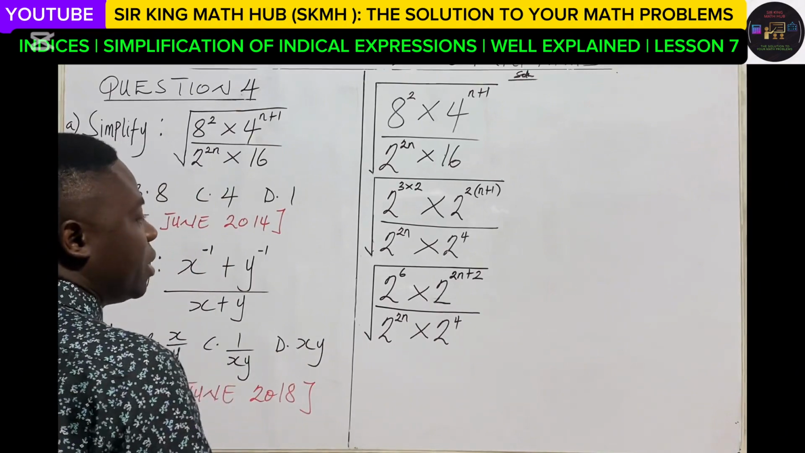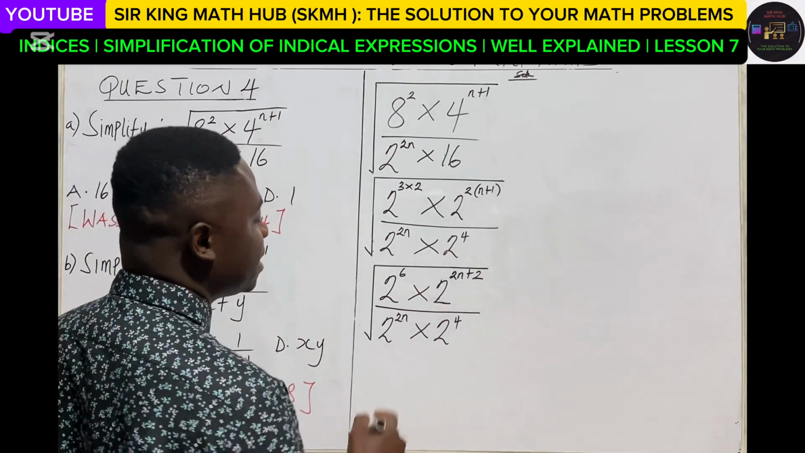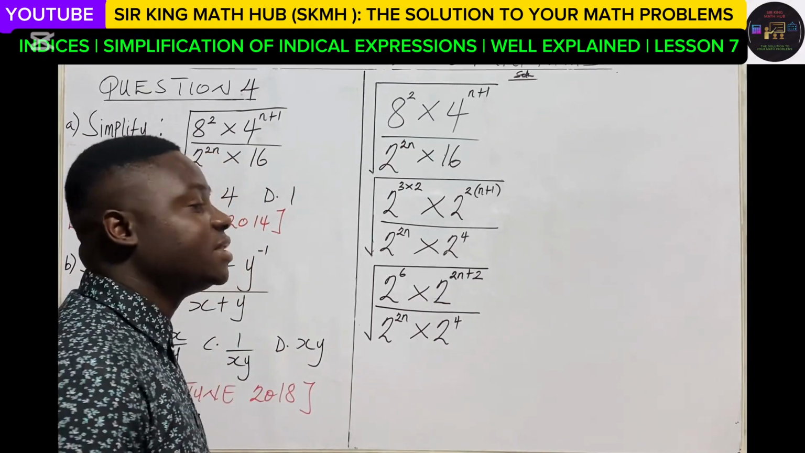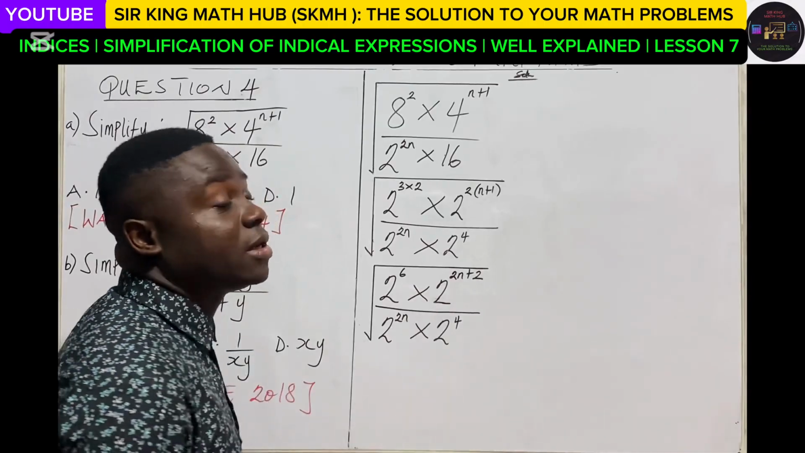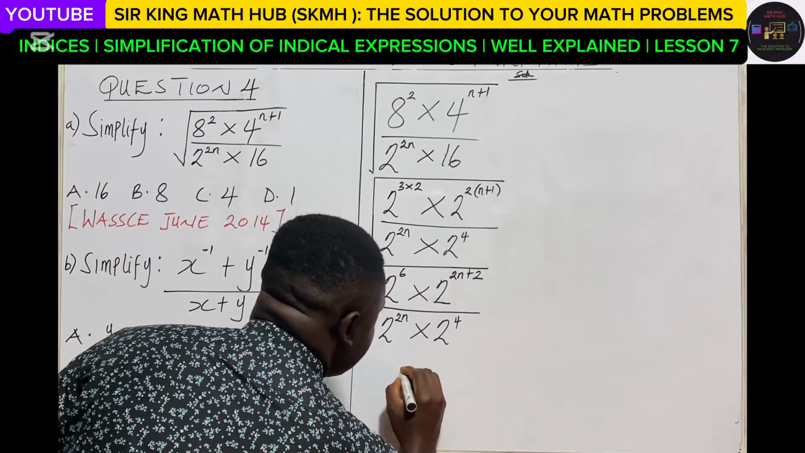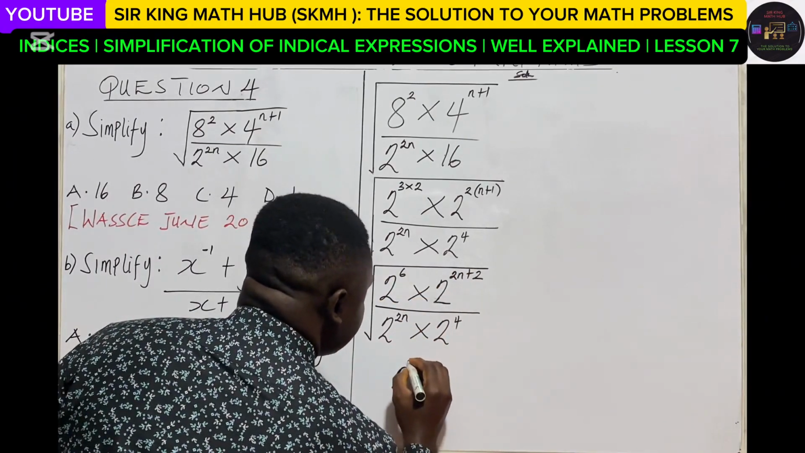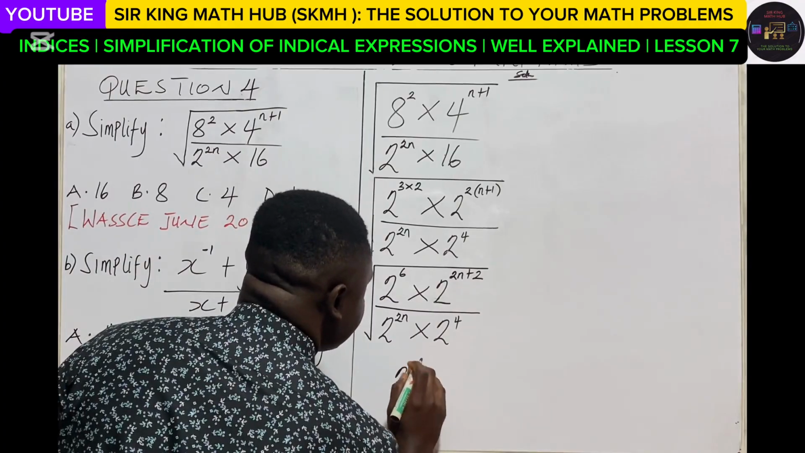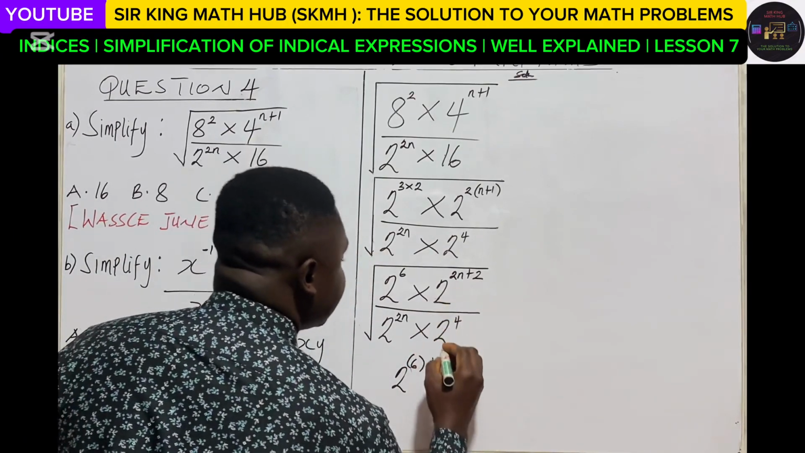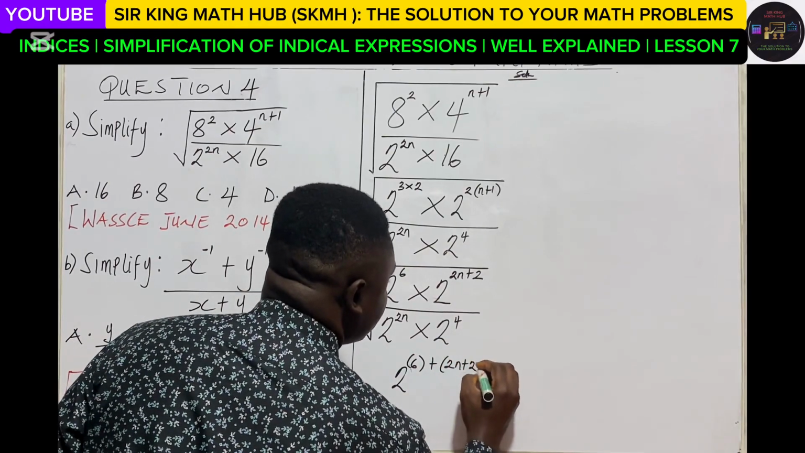Now the next step, we are going to write the numerator as a single index, as well as the denominator. Recall from the first law of indices that anytime the bases are the same and they are multiplied, we write one of the bases, but this time we add the index. So the first index here is 6 plus the second index, 2n plus 2.